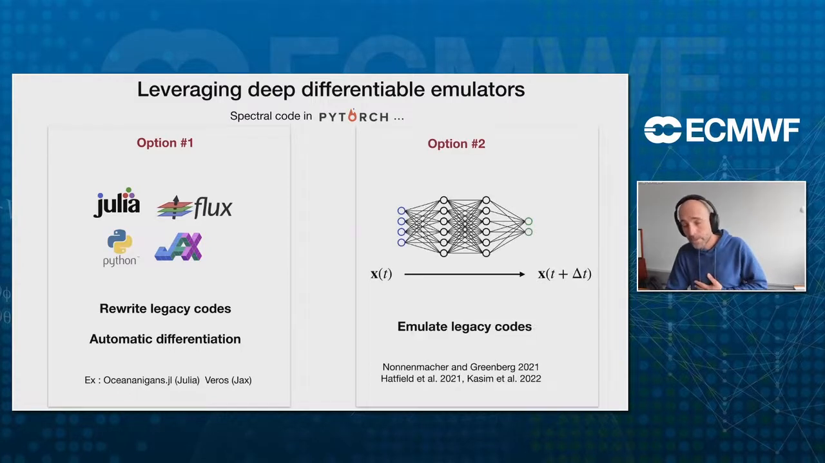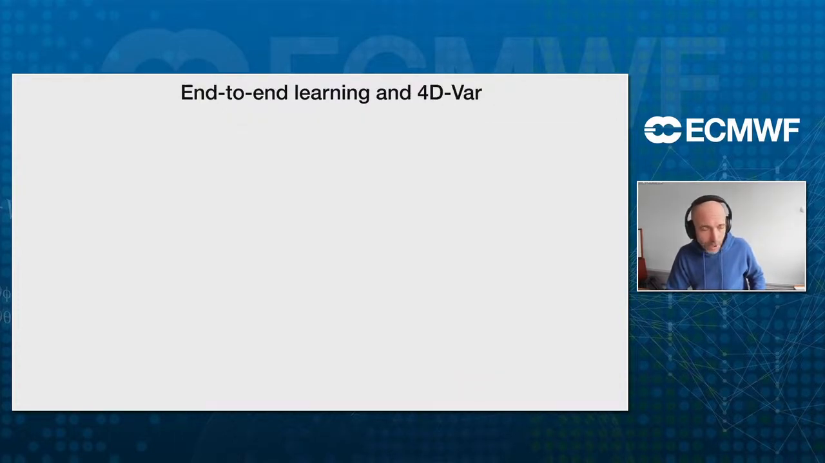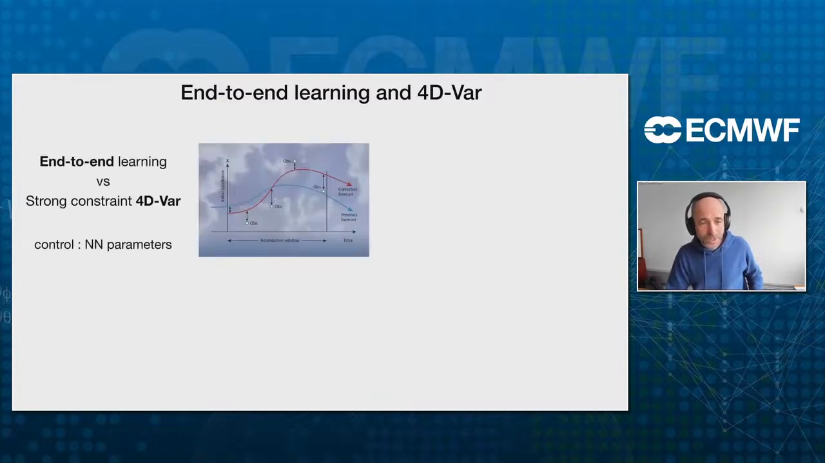Option number two may be to try and use emulators, and that's something that we've started playing with in the group, and it seems to work pretty nicely, and I could discuss a bit more about that. The second thing I wanted to raise is the fact that we actually haven't invented anything here. In terms of the math, end-to-end learning is simply a strong constraint 4D-Var algorithm, where the control parameters are simply the parameters of your neural net, and your observations are supposed perfect, non-noisy and dense.